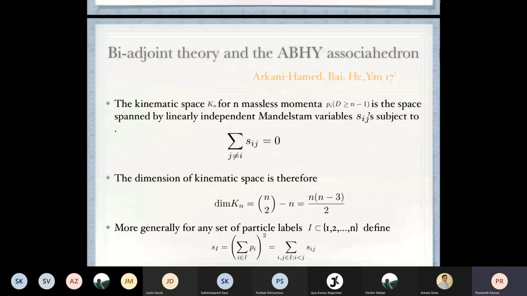Okay, so I'm going to review the story for bi-adjoint phi cube theory. Some notation first. The kinematic space Kn of n massless momenta is a space which is spanned by the linearly independent Mandelstam variables subject to momentum conservation. So the dimension of this space is n choose 2 minus n. The n conditions are due to momentum conservation, and so the dimension is n times n minus 3 over 2. More generally, for any set of particle labels, I can define the generalized Mandelstam variable S_I, which can be written as a sum over the usual Mandelstam variables.